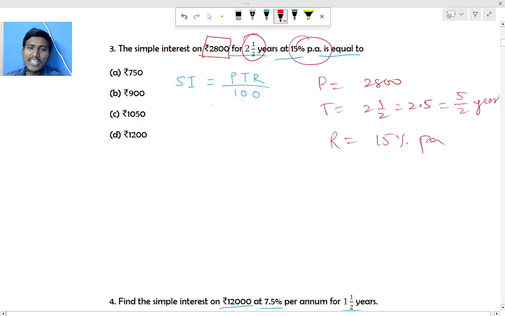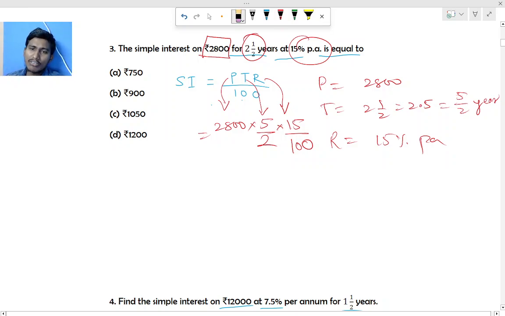Okay now, here you substitute. Principal is how much? 2800 into time, which is 5 by 2, into rate of interest, which is 15%, divided by 100. This will be the equation.